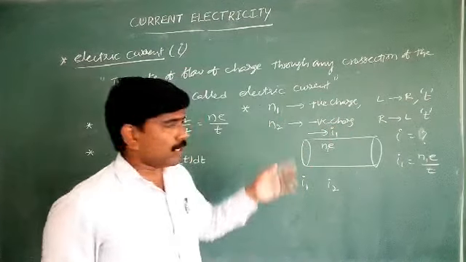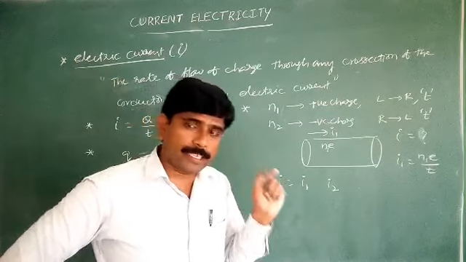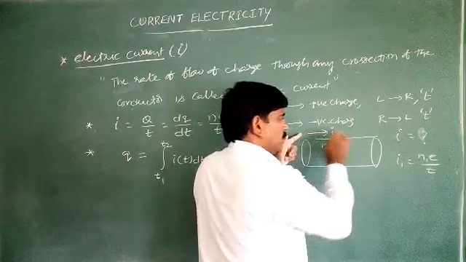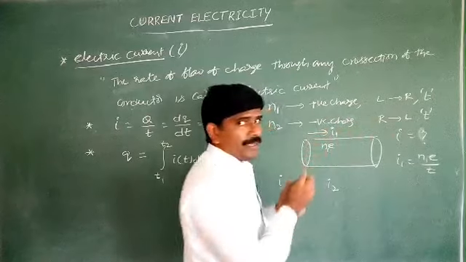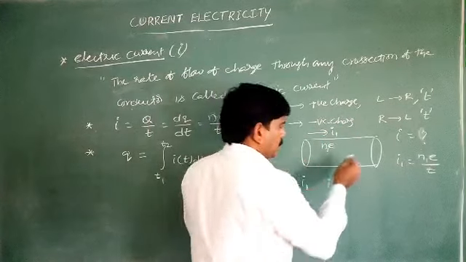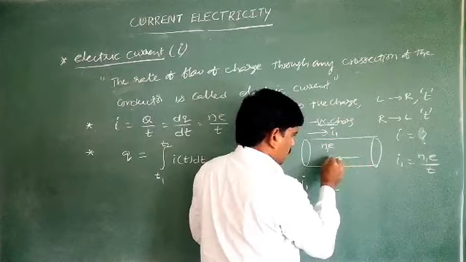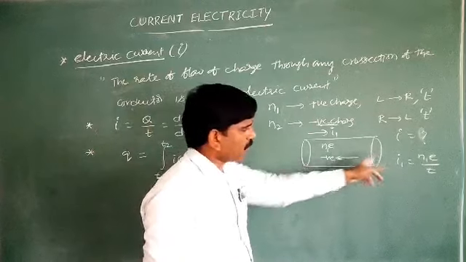The direction of the current is along the direction of the motion of the positive charges. So this is the direction of the positive charges, and the current direction is also in the same direction. Next, what about the negative charges? Negative charges are moving from right to left.